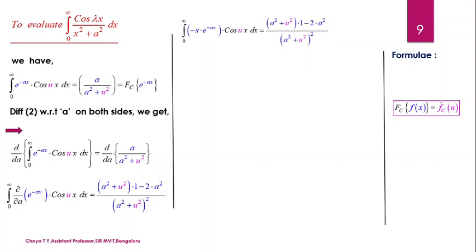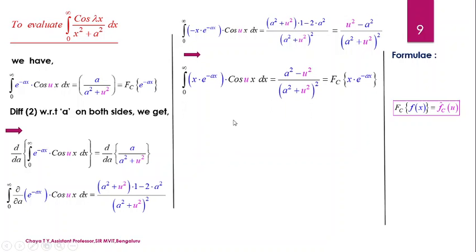Simplify this further, you will get a square plus u square minus 2a squared in the RHS. Now the derivative of e power minus ax with respect to a gives me minus x e power minus ax. So here minus 2a square simplifies with a square, and we are left with u squared minus a square divided by a square plus u square the whole square.